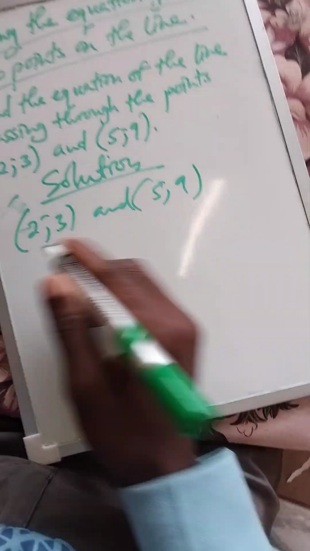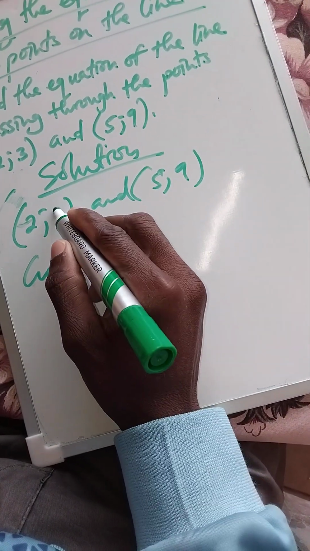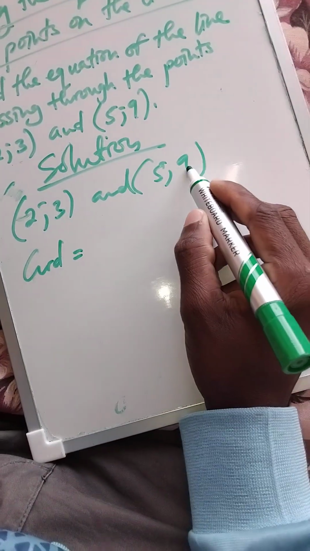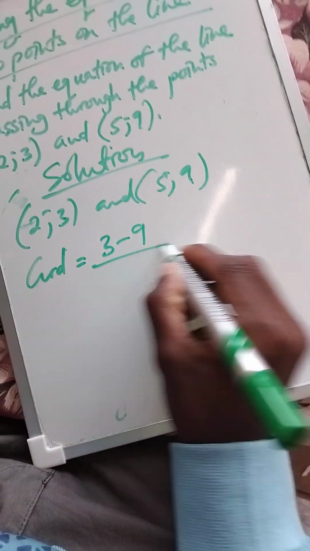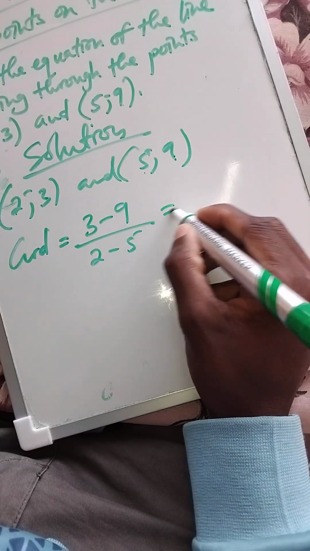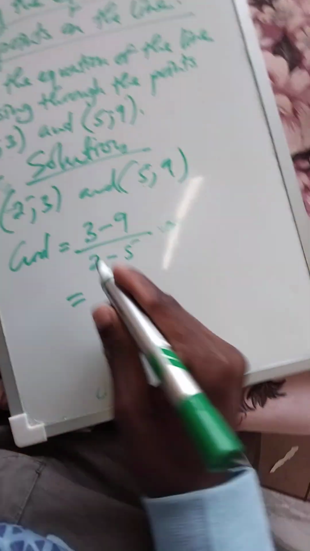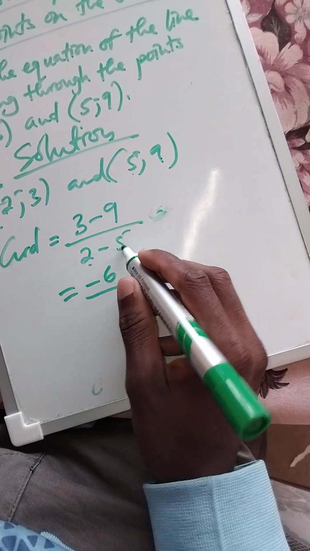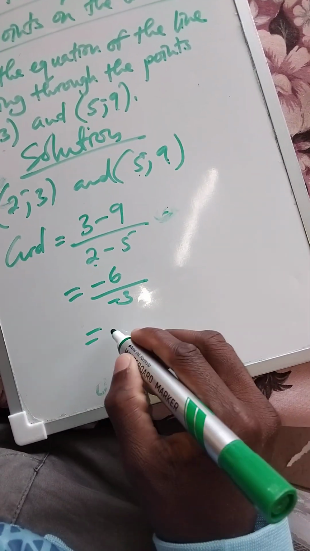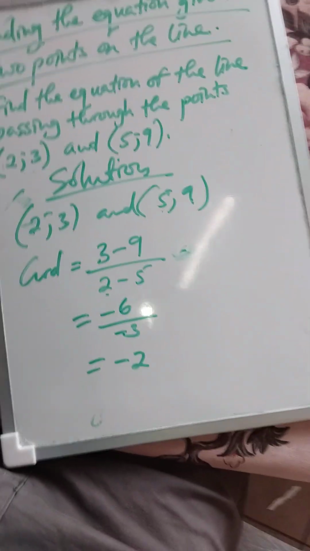Our gradient is equal to y, 3 minus 9, over 2 minus 5. 3 minus 9 is minus 6, and 2 minus 5 is minus 3. So our gradient is 2.